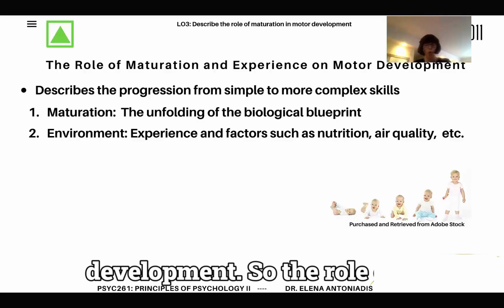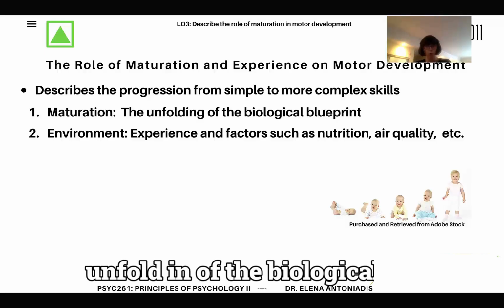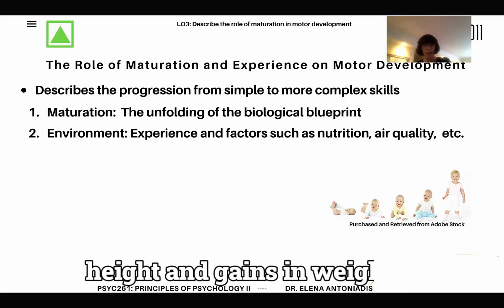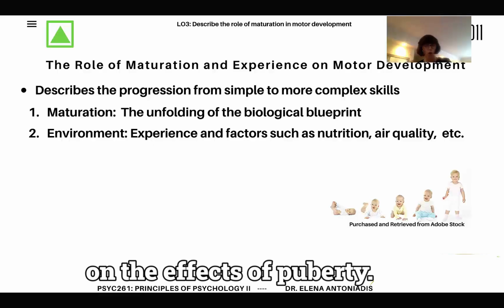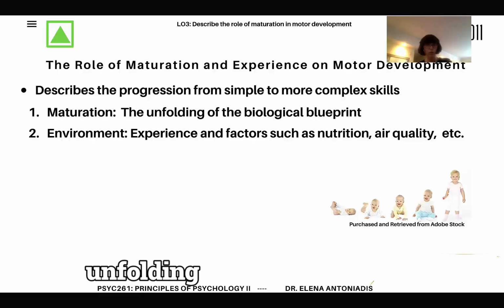So the role of maturation, which is the unfolding of the biological blueprint in physical development, is clear because you see variations in gains in height, in gains in weight, and later on there are variations that are based on the effects of puberty. And so the important role of maturation, or the unfolding of the biological blueprint, is manifest from early life.